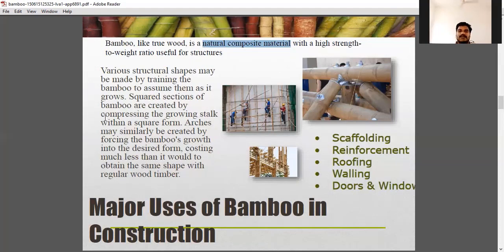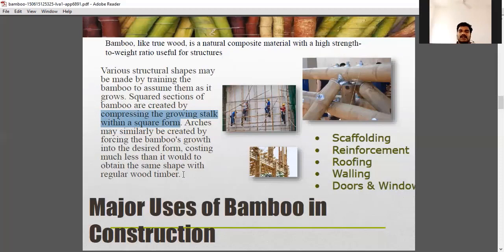by compressing the growing stalk within a square form. So bamboo can compress into square form. That's what I mean. Okay. And the arches may be similarly created by forcing the bamboo growth into the desired form, costing much less than it would to obtain the same shape with a regular wood timber.